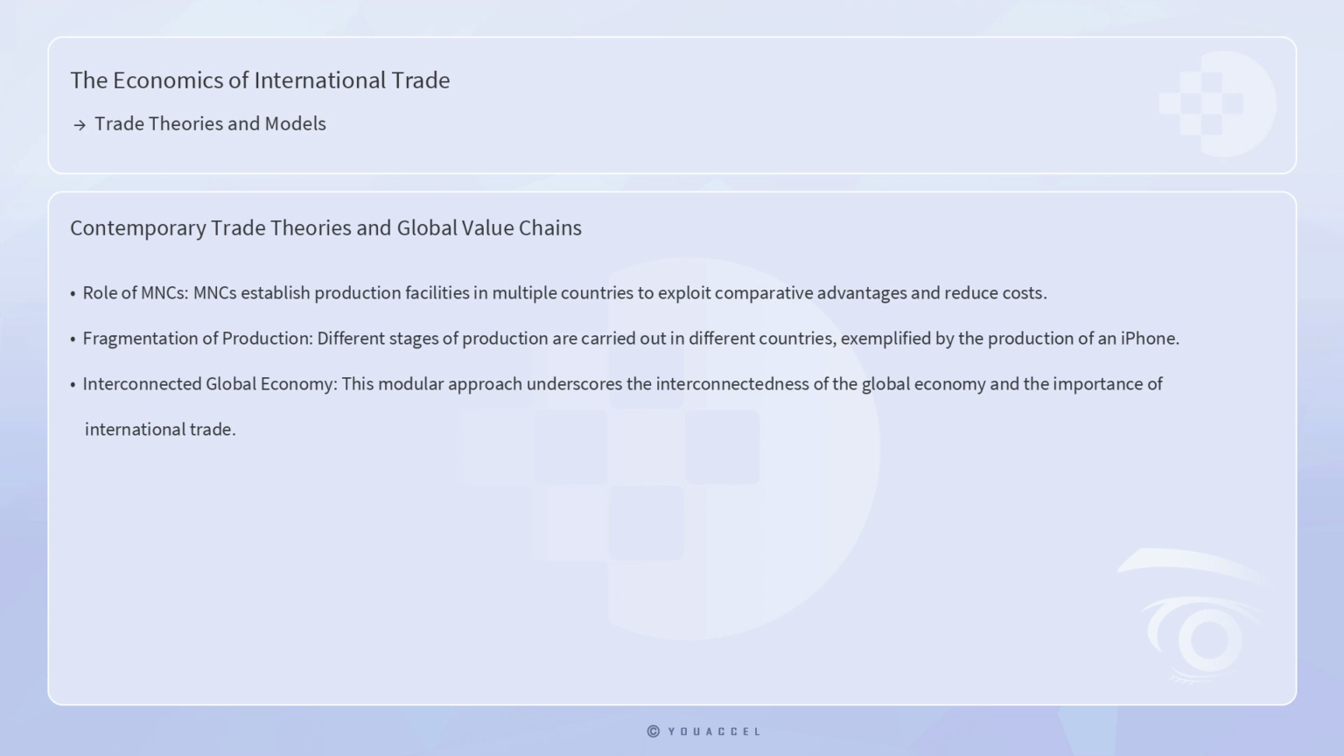For instance, the production of an iPhone involves components manufactured in several countries, including the United States, China, Japan, and South Korea, with assembly primarily taking place in China. This modular approach to production underscores the interconnectedness of the global economy and the importance of international trade in driving economic growth and development.